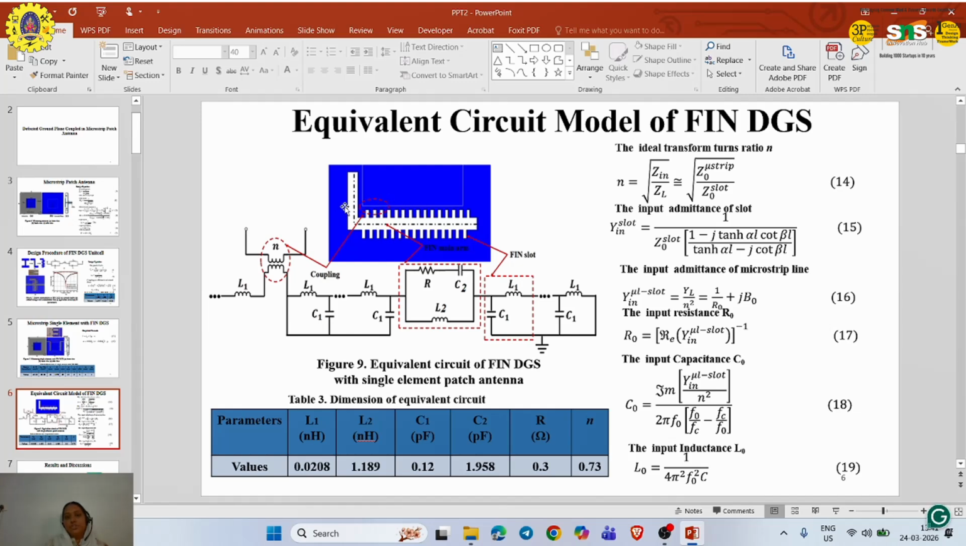This coupling coefficient should be calculated to get coupled with the DGS and the patch, I mean the back side of the patch, the non-radiating side. So this coupling ratio is an important thing, which I calculated using the input impedance and the load impedance, which we can say are the slot impedance and the microstrip patch impedance. With that the input admittance has been calculated, and with this I calculated the input capacitance C naught and the inductance using the same formula, 1 by 4 pi squared f naught squared and C.